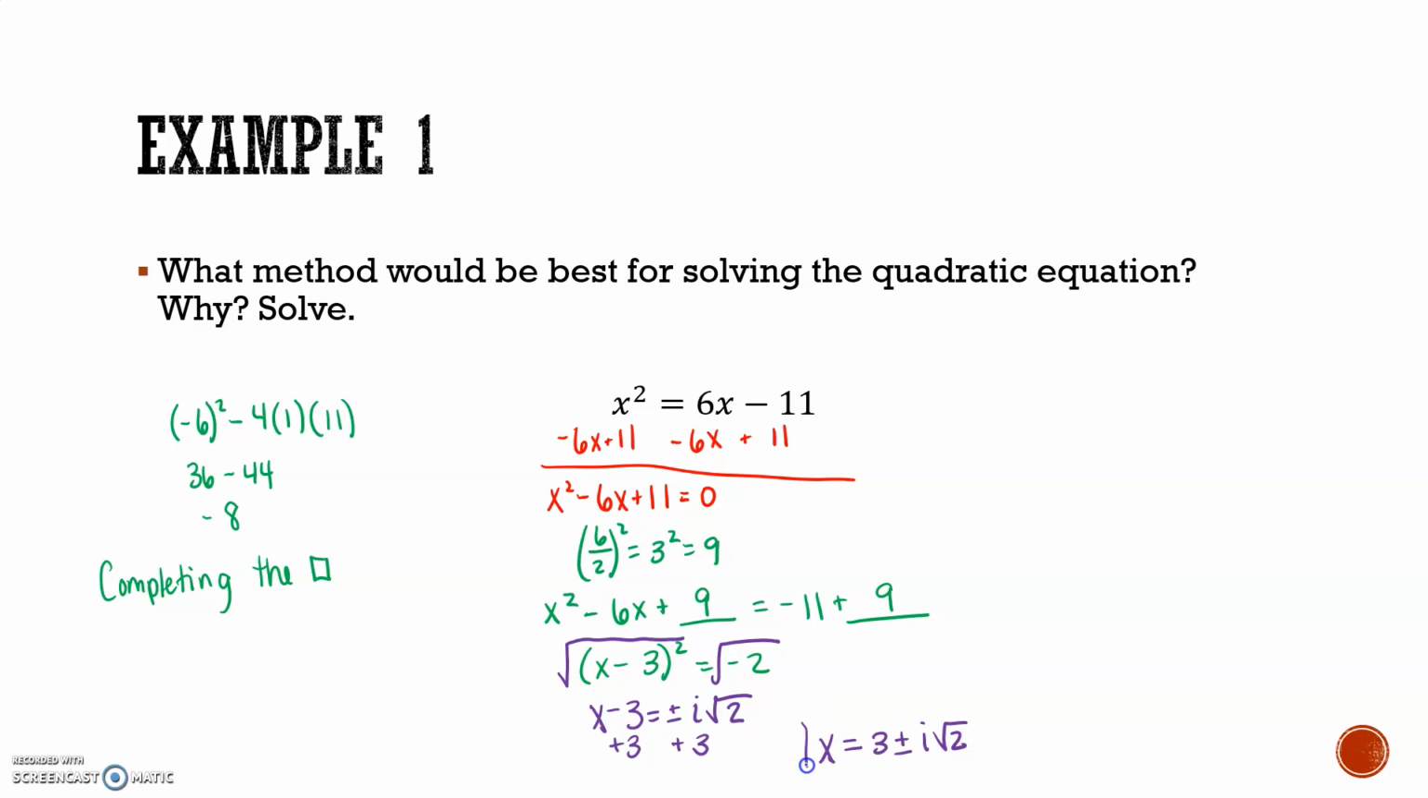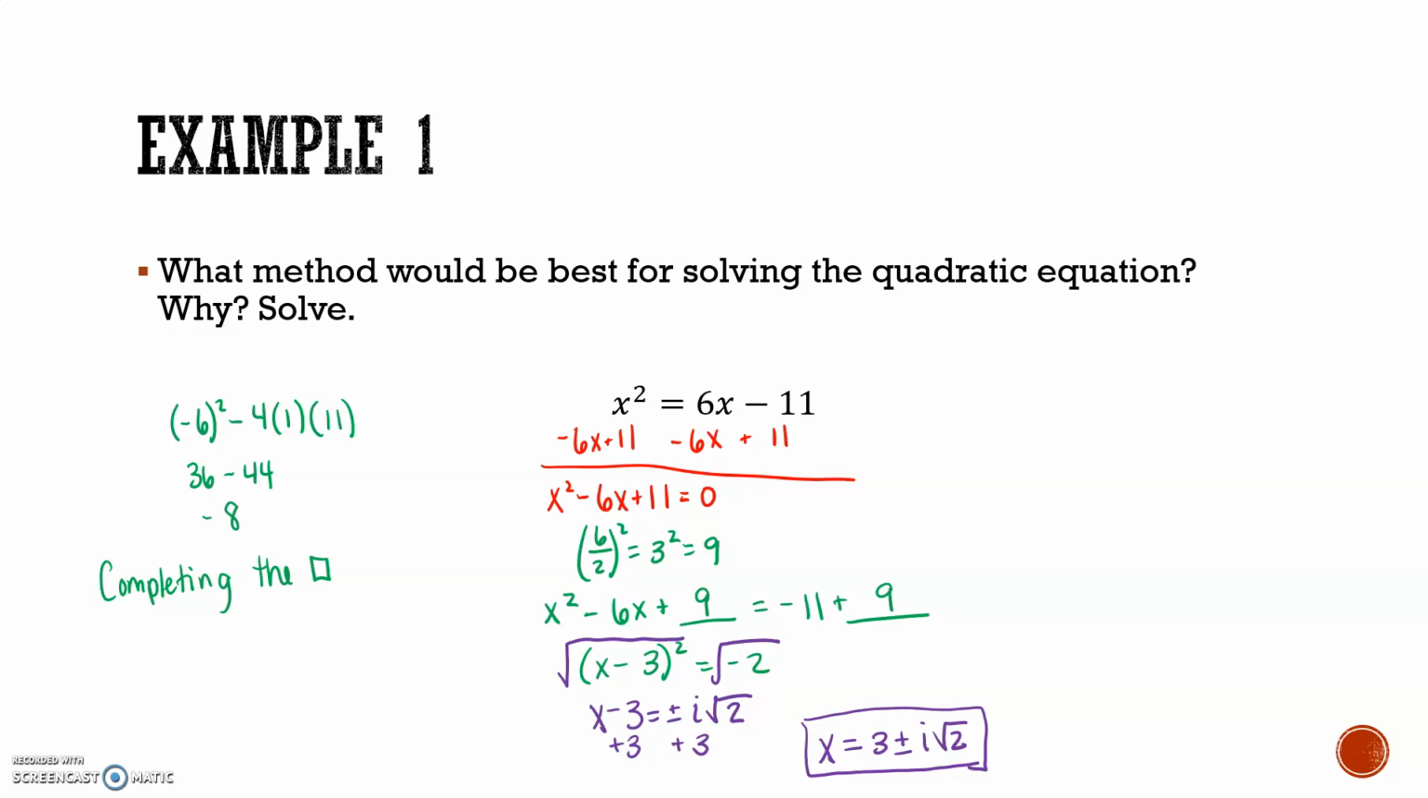Now, quadratic formula also would have worked, but there are going to be times when you are required to use completing the square. And so I wanted you to see this and kind of refresh your memory, because it's probably the one people are least comfortable with.